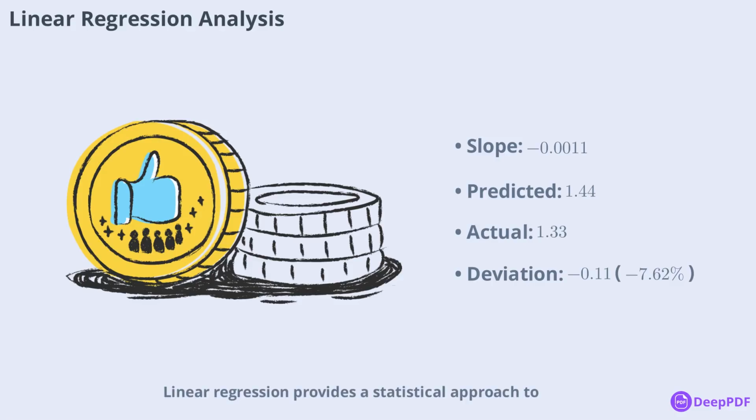Linear regression provides a statistical approach to identifying the direction and strength of a trend. For SNGX, the slope is -0.0011, indicating a slight downward trend. The predicted price is 1.44 while the actual price is 1.33, showing a deviation of -0.11 or -7.62%. This suggests that the stock is underperforming relative to its recent trend.